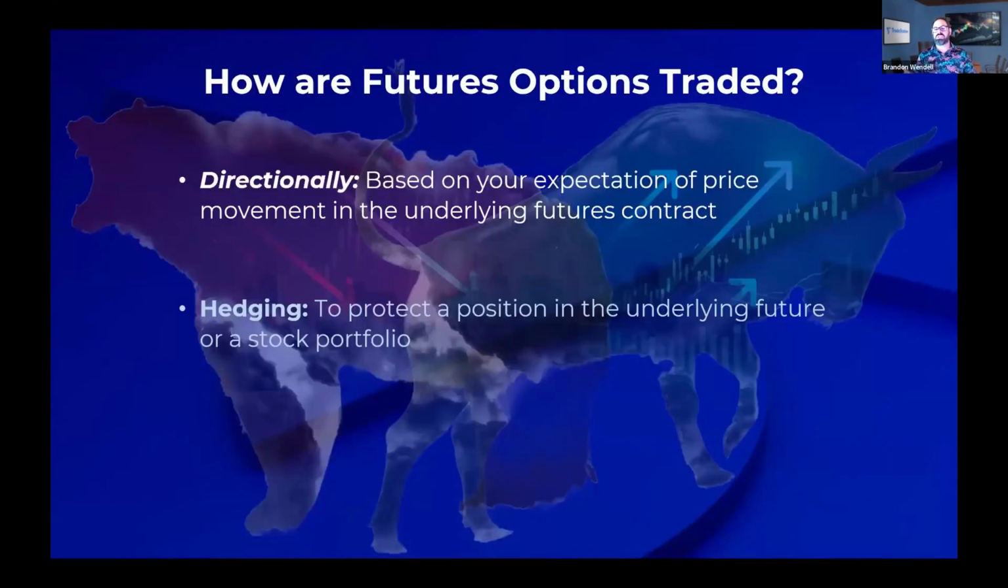Another way you can use these options on futures is to hedge a portfolio. You could actually create protection even for your 401k. If you're invested in equities or mutual funds and you're worried about a market drop, you could put on a position on the NASDAQ or the ES futures, or you could do it on the options on futures for a lower cost. You could buy puts to protect yourself. How cool is that?